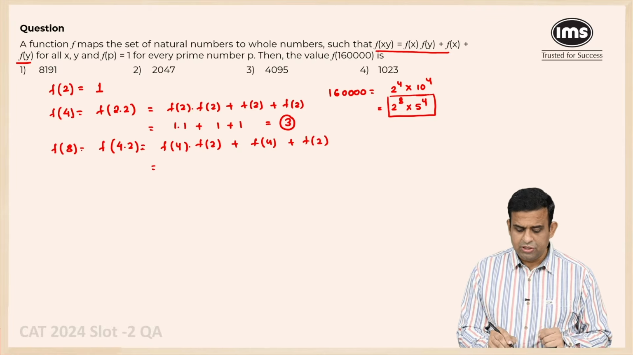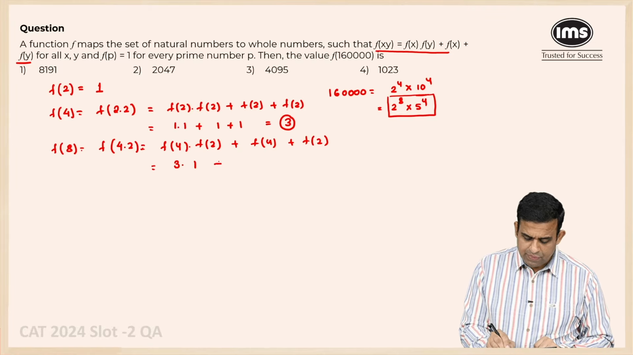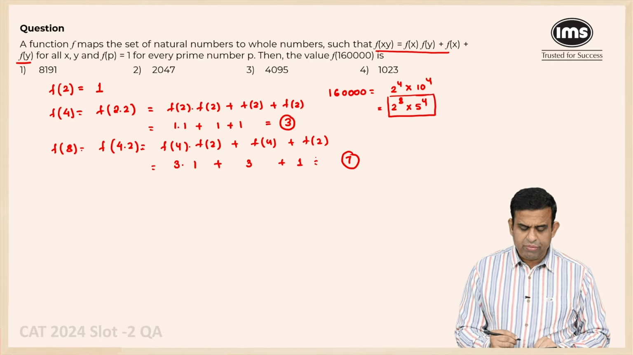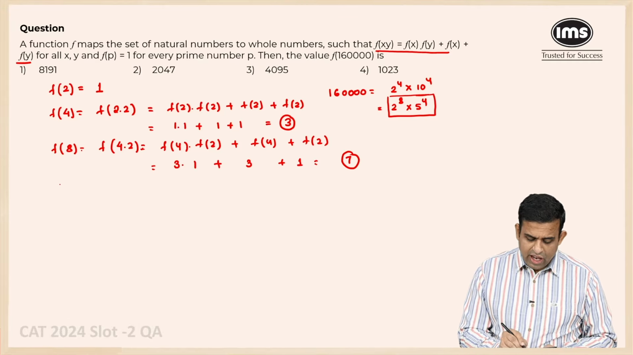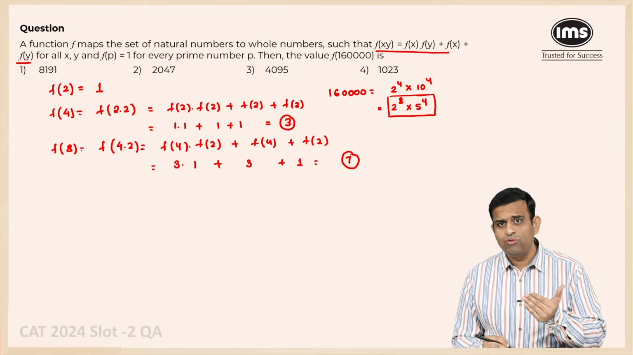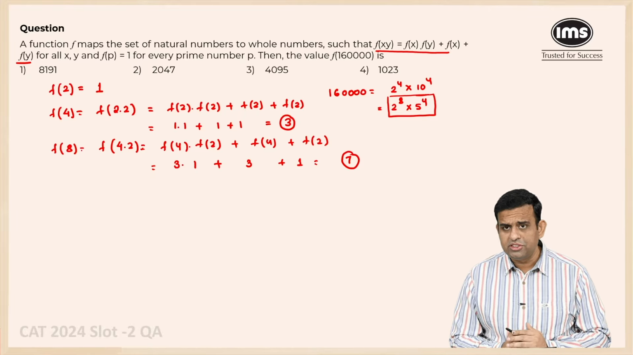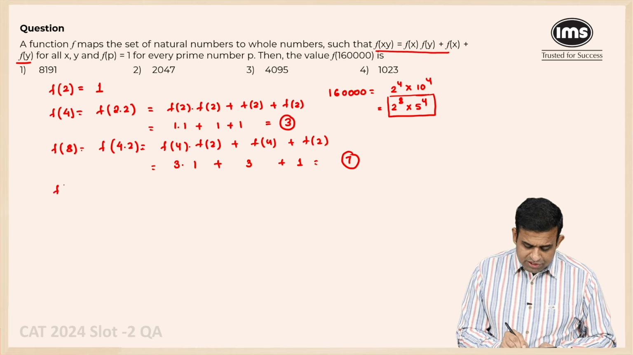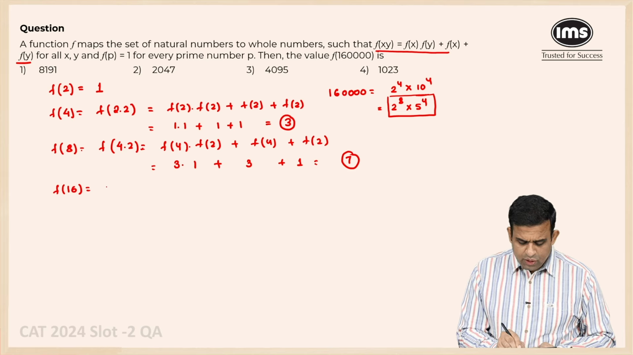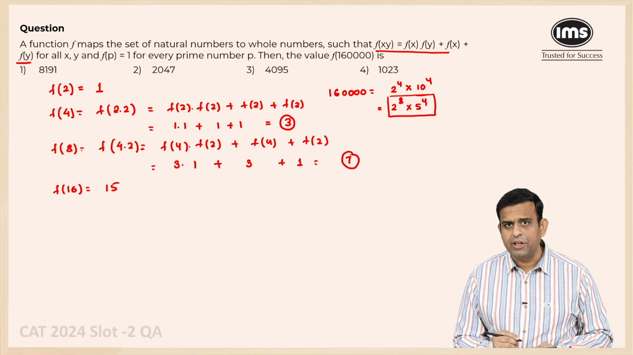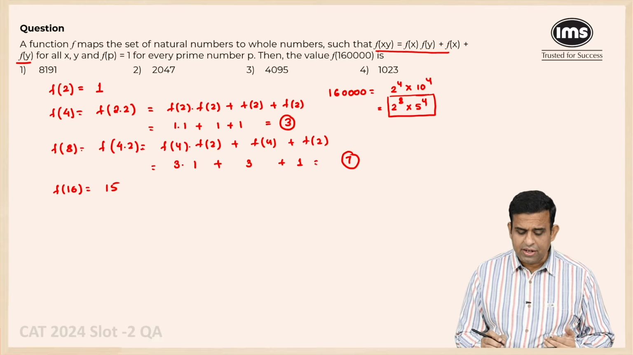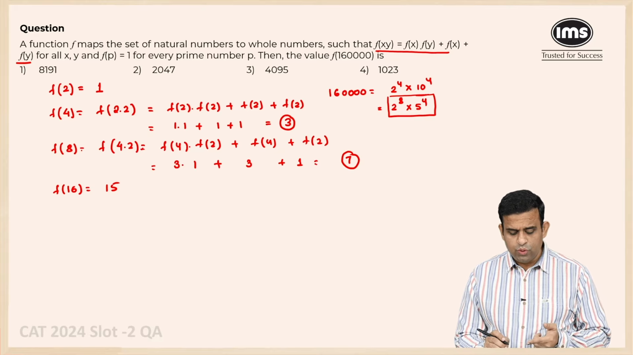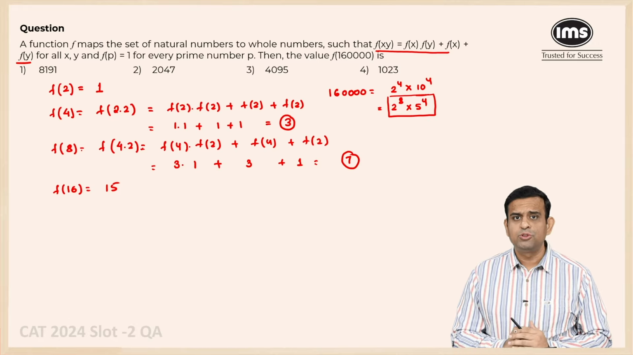And this thing again, if I simplify, 3 into 1 plus 3 plus 1, and this outcome basically comes out to be equal to 7. So most likely the value of f of 2 was 1, f of 4 was 3, f of 8 was 7. So the value of f of 16, if you look at it, should be equal to 15 over here. So at this particular point of time, one can see a very clear pattern that these numbers 2, 4, 8, 16 are nothing but some powers of 2.